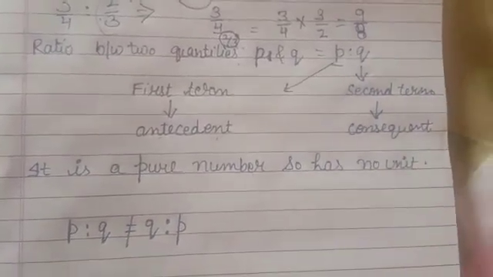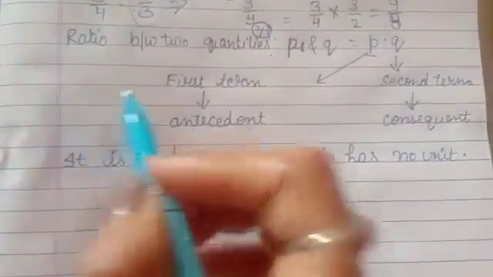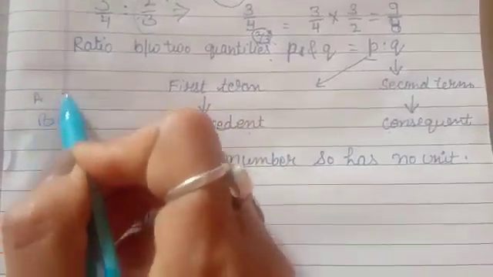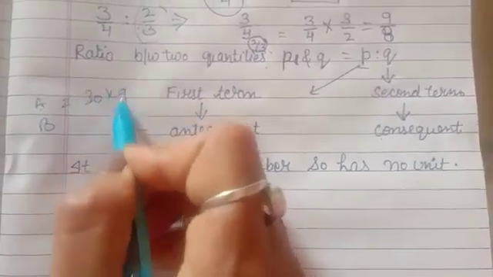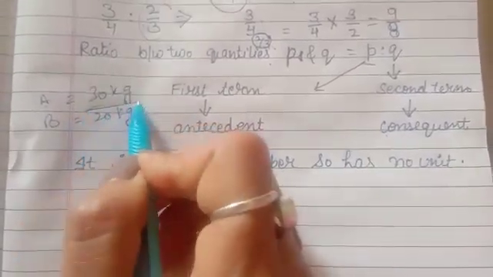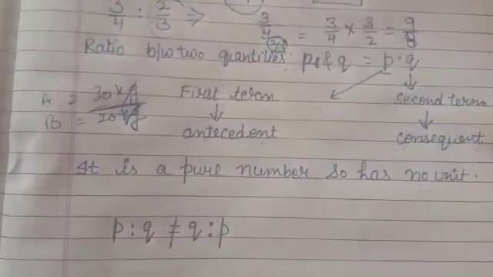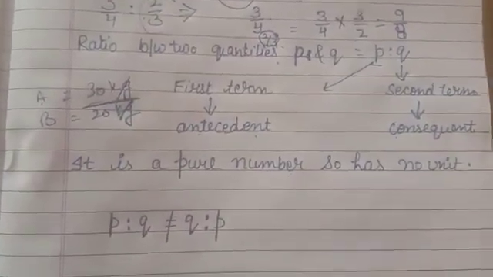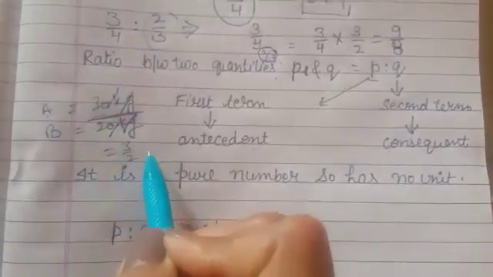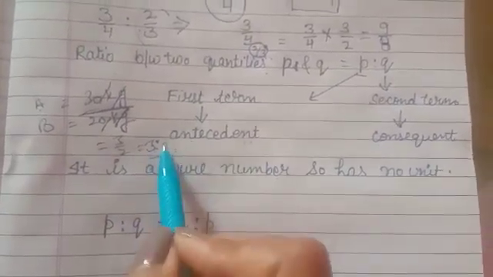We compare only two quantities which have similar units. For example, we are comparing the weight of two boys, A and B. Weight of A is 30 kg. Weight of B is 20 kg. If I am taking their ratio, meaning I am dividing them, then the units will get cancelled out. So we can compare only similar things that have the same units. The number we will get is 3 by 2, which will be written as 3 ratio 2. So it has no unit. So it's a pure number.